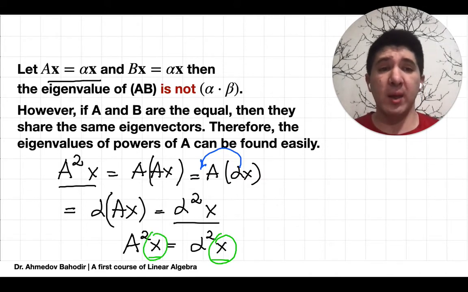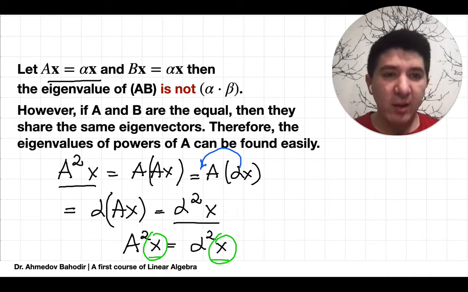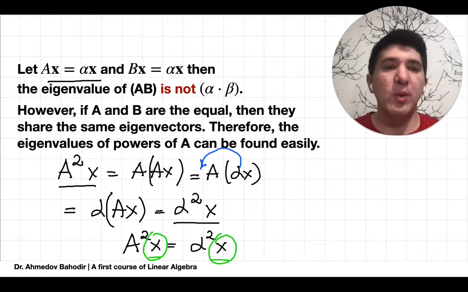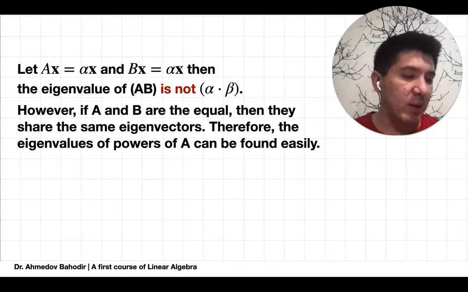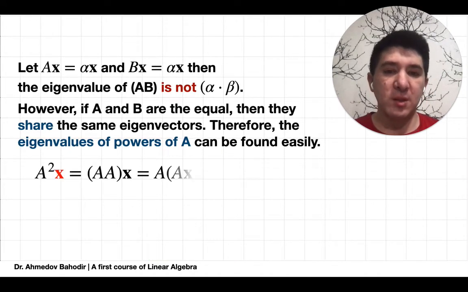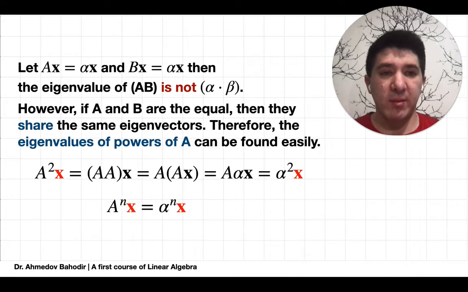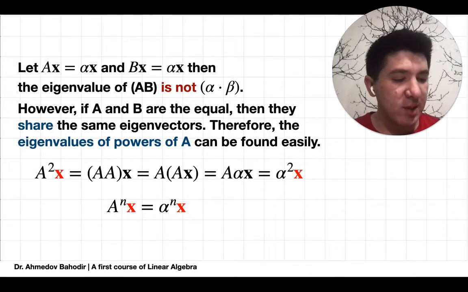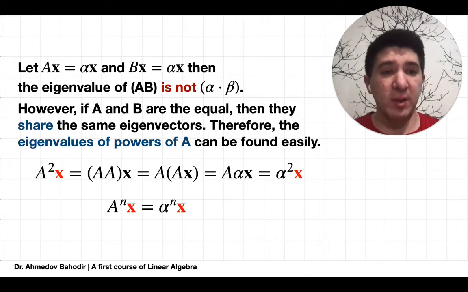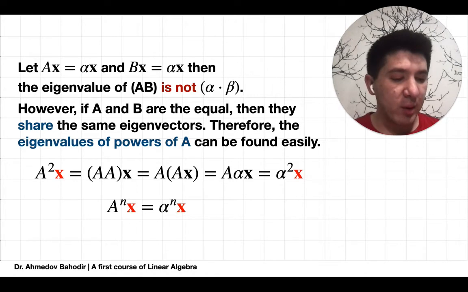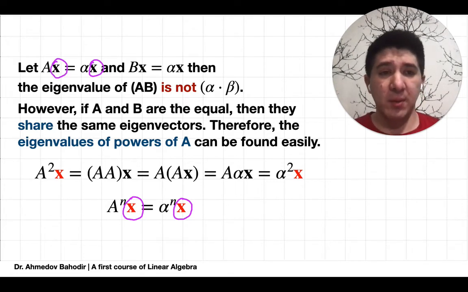So if we power up the matrix A, the eigenvectors are not going to change. The eigenvalues are going to change, but we know how they're going to change. They are going to be simply the squares of the eigenvalues of the matrix A. So again, if you power up the matrices, the eigenvectors are not going to be changed. Similarly to A squared, we can write down the equation for any power of A, where the eigenvectors are not going to be changed. They're going to be the same as for matrix A, and the eigenvalues are going to be simply powered up.